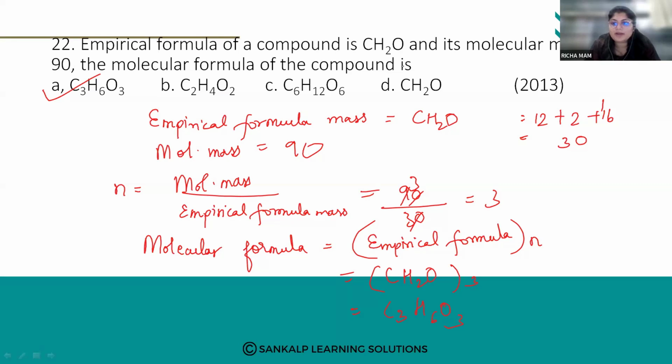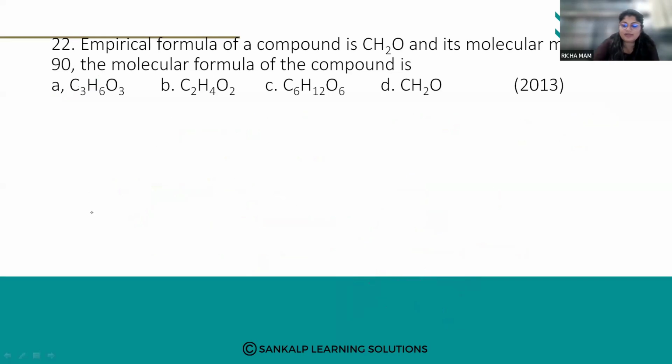So what is our molecular mass? It is 90. And what is our empirical formula mass? It is 30. So divide 90 by 30, you get 3. When we want to find the molecular formula, we have to multiply that integer into the empirical formula. So what is our empirical formula? CH2O into 3, so it is C3H6O3. Okay, so option number A. Let us go for the next one.